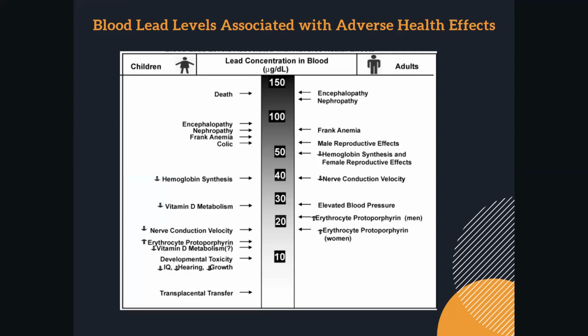At 20 micrograms per deciliter, vitamin D metabolism is decreased, as is nerve conduction velocity. At 40 micrograms per deciliter, vitamin D metabolism is further decreased, and in adults there is elevated blood pressure, increased erythrocyte protoporphyrin, and decreased nerve conduction velocity. Ultimately, at 150 micrograms per deciliter, death occurs in children and encephalopathy or nephropathy in adults.